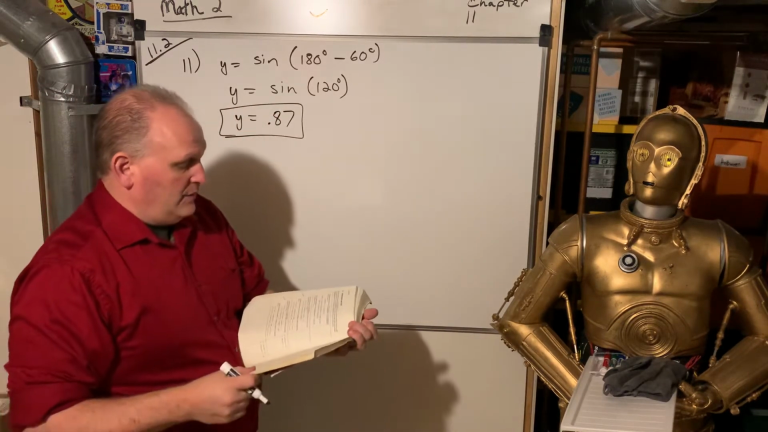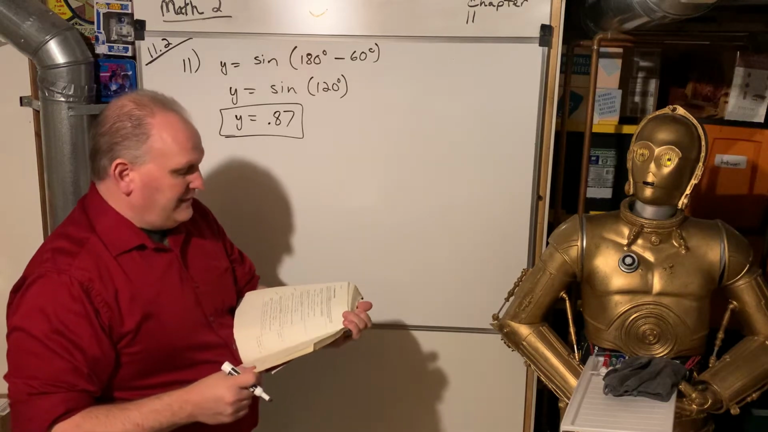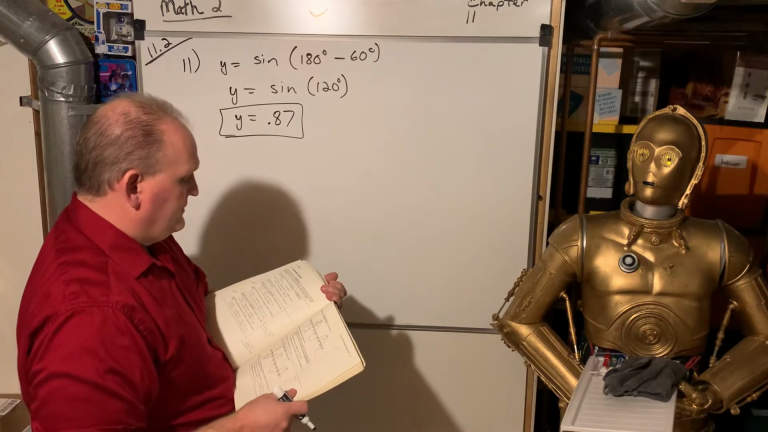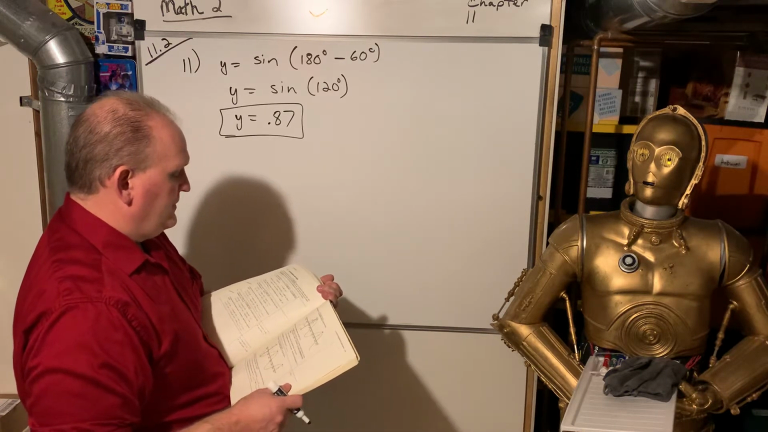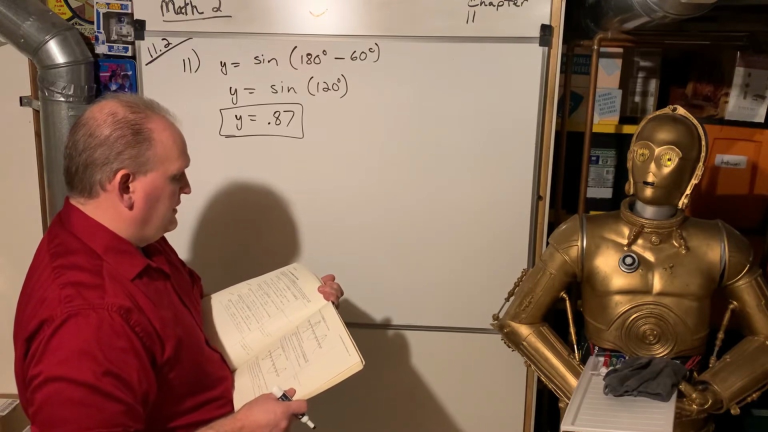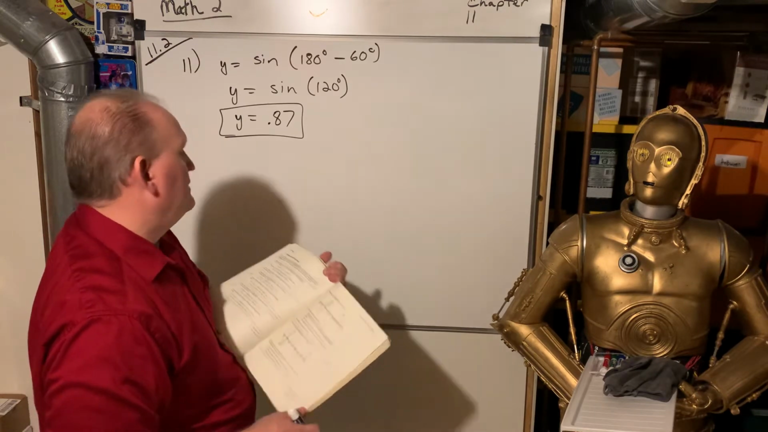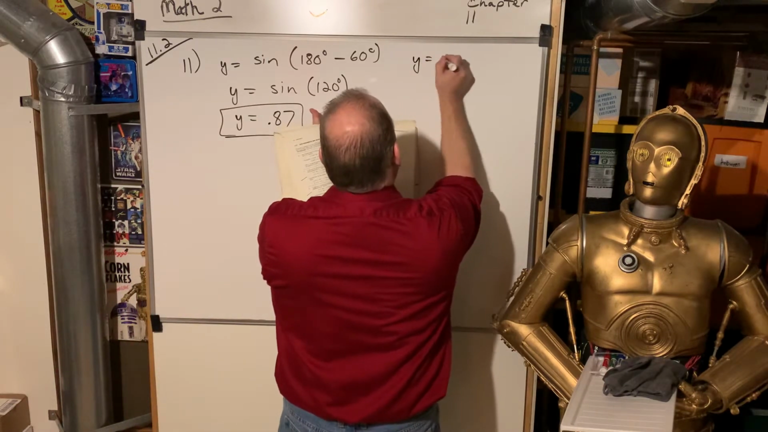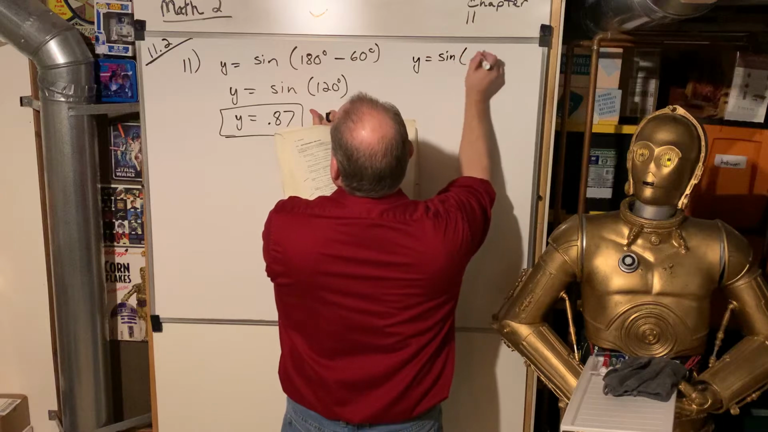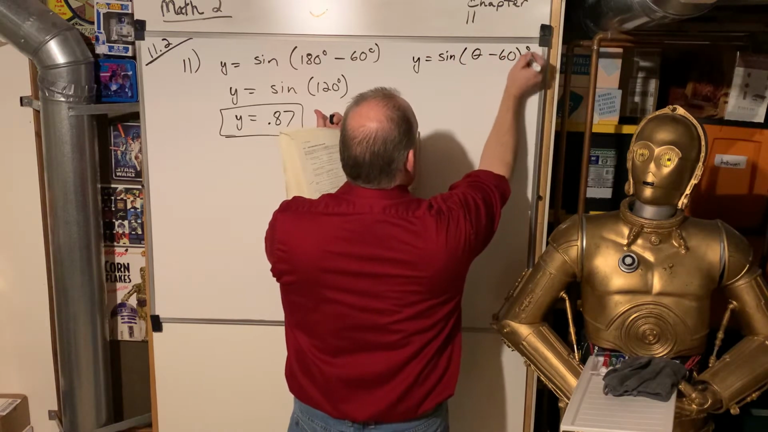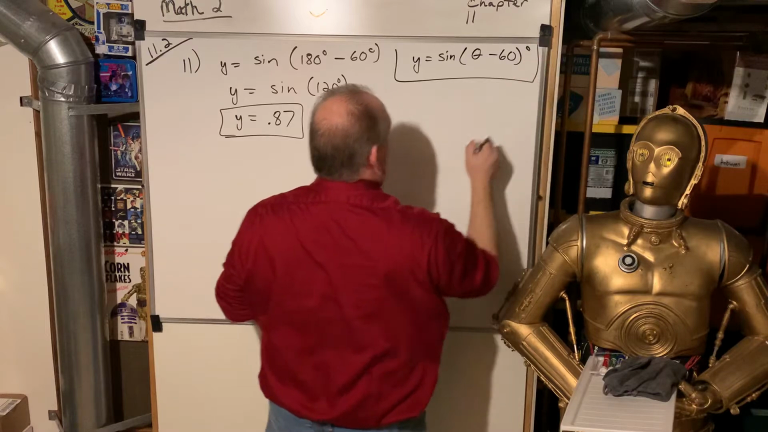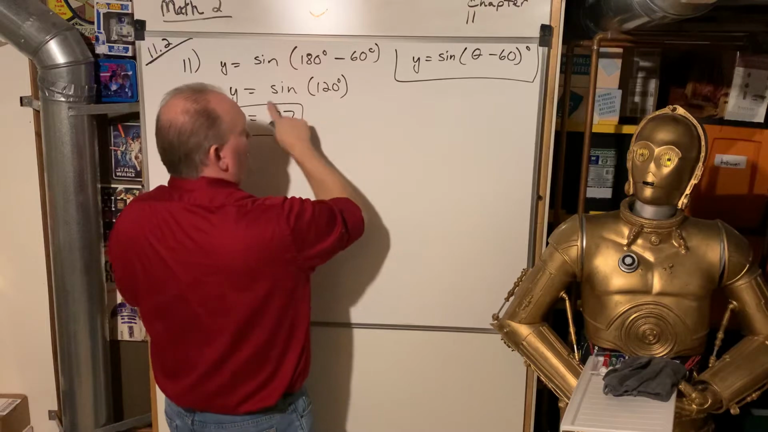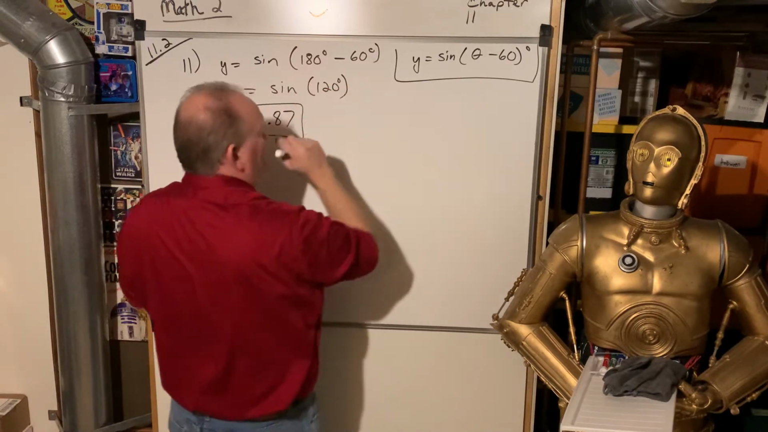All right, what about negative 210 minus 60? Okay, so they're basically saying, look, no matter what you have here, this ends up just being plug and chug, sine of theta minus 60 degrees. So this is the equation that they're giving you. Then they give you theta, you put it in, 180 minus 60 is 120. So you're actually finding the sine of 120, not the sine of 180.